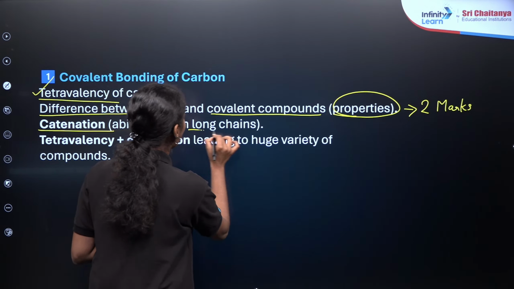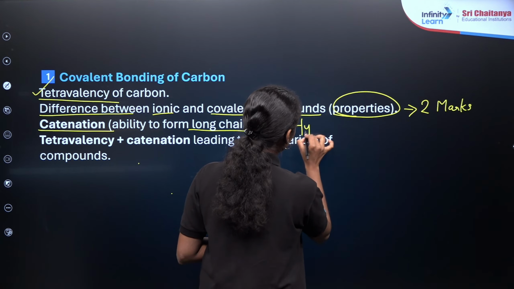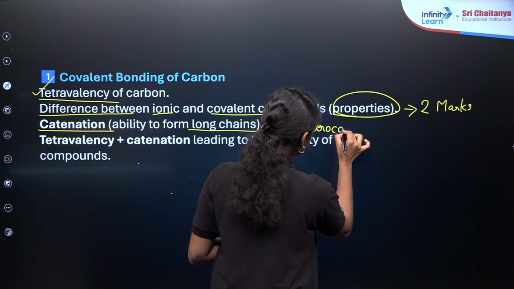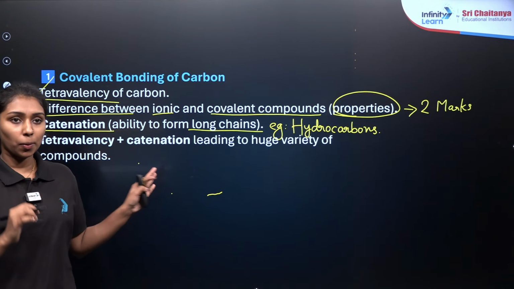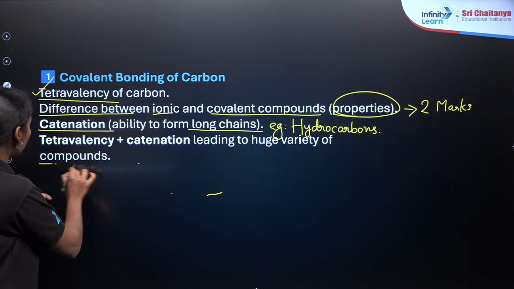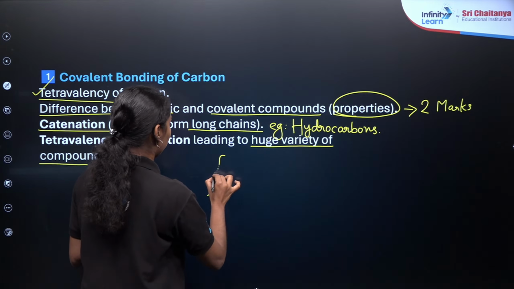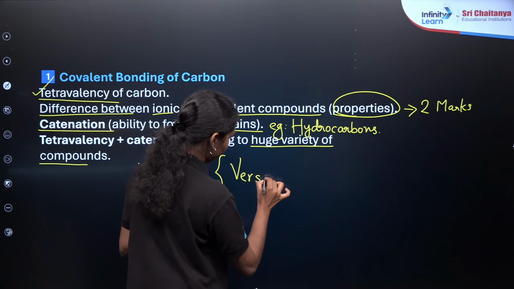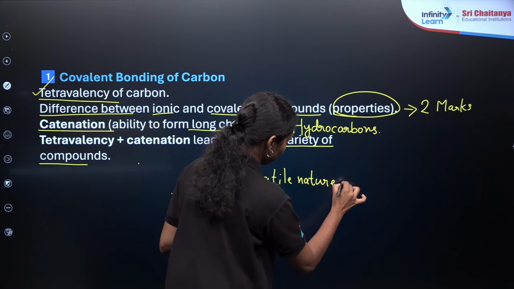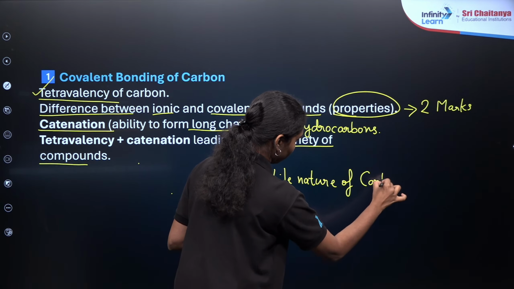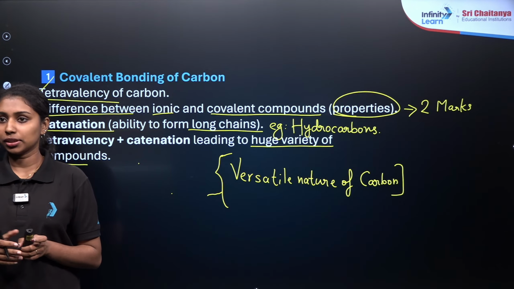So, they are forming the hydrocarbons, right? Especially hydrocarbons like alkanes, alkenes and alkynes. So because of these property, they are forming the huge variety of compounds. So maybe they will be asking about the versatile nature of carbon. That is very important topic from the carbon and its compounds. I hope you understand about the first topic.